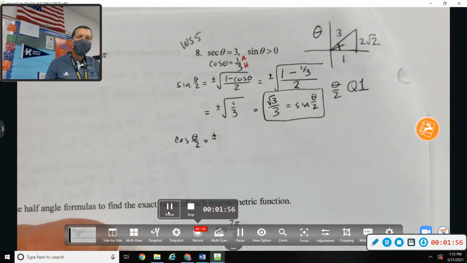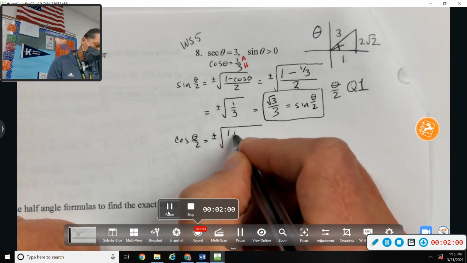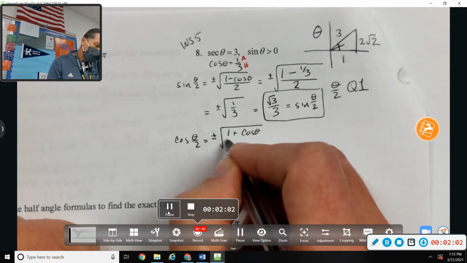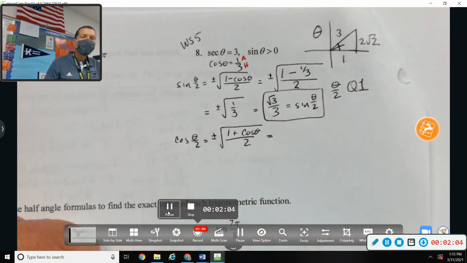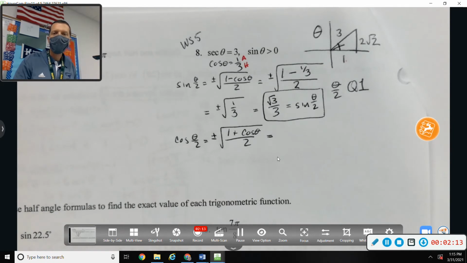Cosine of theta over 2, 1 plus cosine all over 2. So try that one. Again, it follows a pretty similar pattern, but the minus becomes a plus, so things are going to be a little different. See if you can follow that one through to the end.